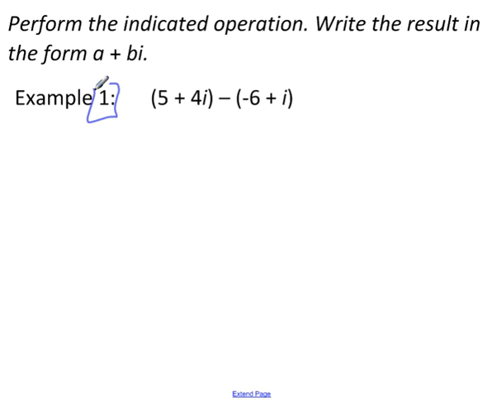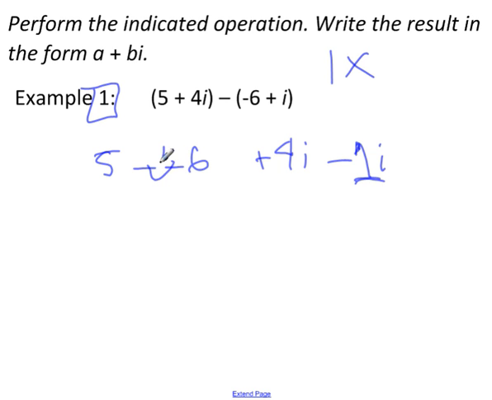Alright, so example number 1. I'm going to go ahead and subtract these things. So I got 5 minus -6 plus 4i minus, now I'm going to write 1i, because it's just like with an x, what's really there, a 1x. Same thing with the i. What's really in front of the i, a 1. So 5 minus -6 is 5 plus 6 is 11. And 4i minus 1i is going to leave me with 3i.